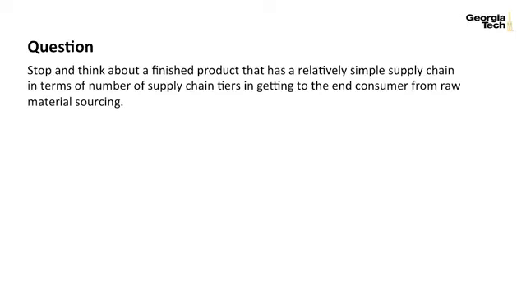So we have a question here. Stop and think about a finished product that has a relatively simple supply chain in terms of number of supply chain tiers in getting to the end consumer from raw material sourcing to the end customer. How many tiers does this product that you have in mind have, and what are they?